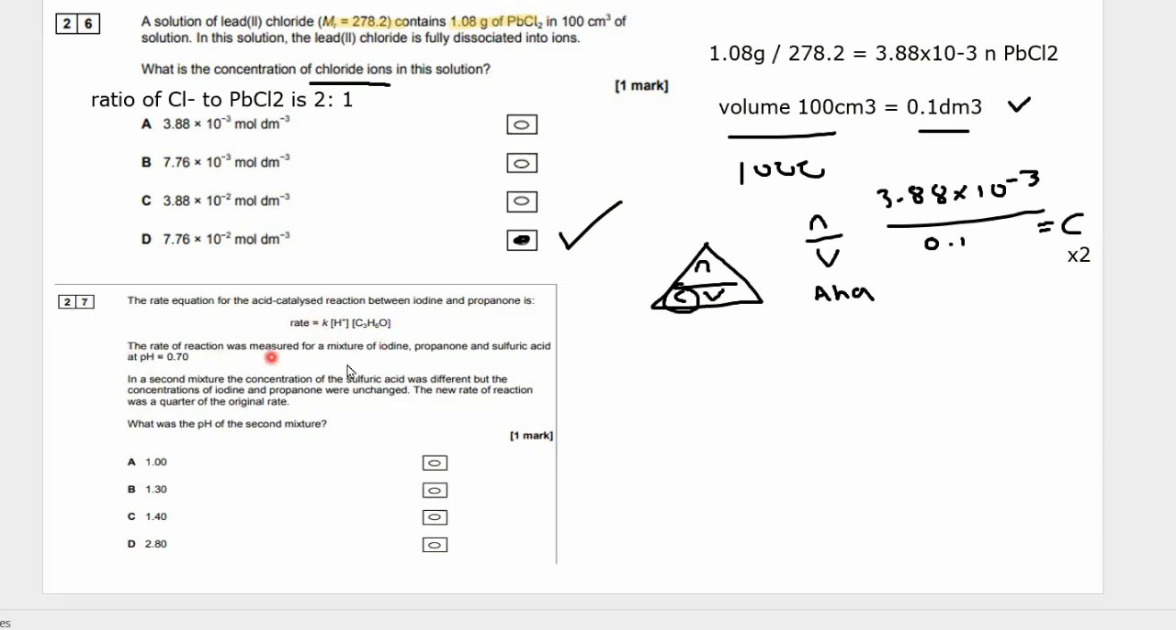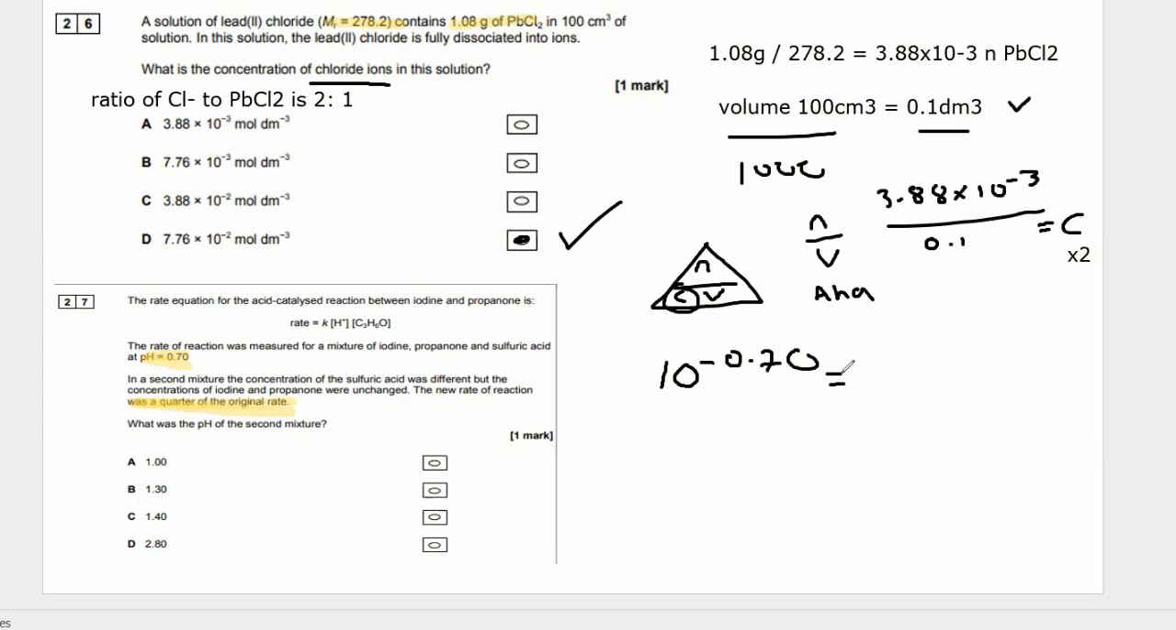Right, 27, the rate equation for the acid catalyzed reaction between iodine and propanone is rate equals k times hydrogen ion concentration times propanone concentration. The rate of reaction was measured for a mixture of iodine, propanone, and sulfuric acid, pH 0.70. Notice there's no iodine in the rate equation, so we don't need to worry about that. It says propanone and iodine were unchanged, so we don't need to worry about the propanone. When they did change the concentration, the rate fell by a quarter.